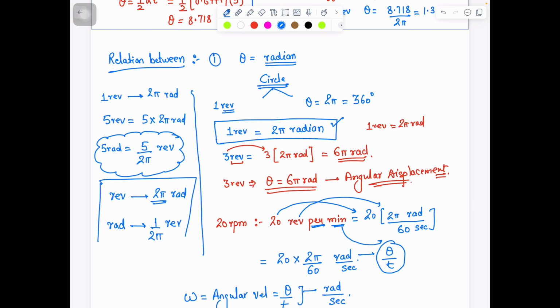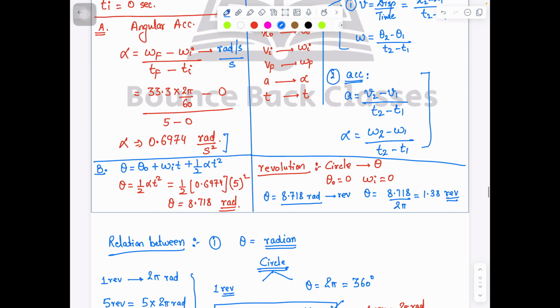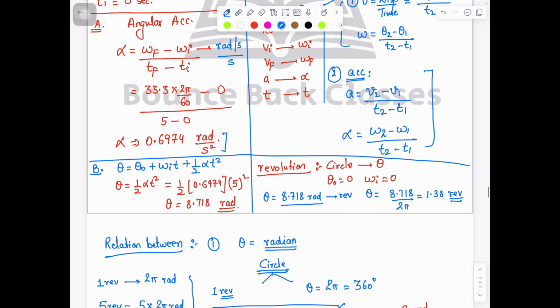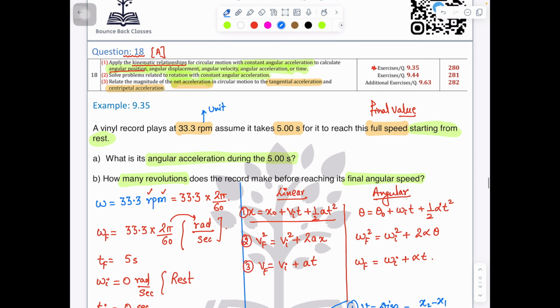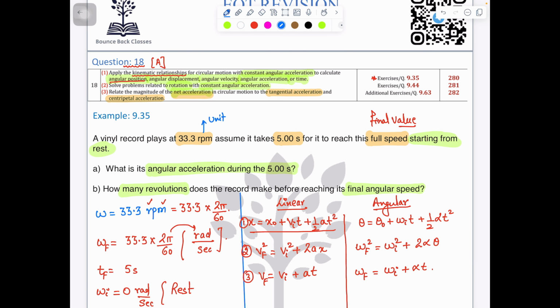Okay, so this is your question. Clear, guys? You understand step by step everything? Okay, so if this type of question comes in your exam, you can solve it.